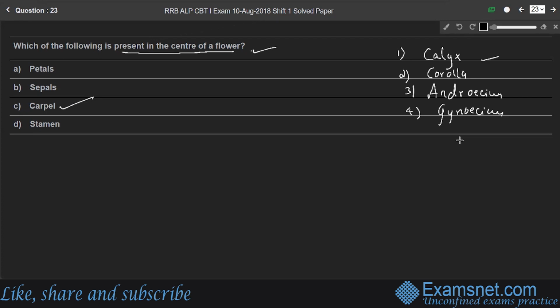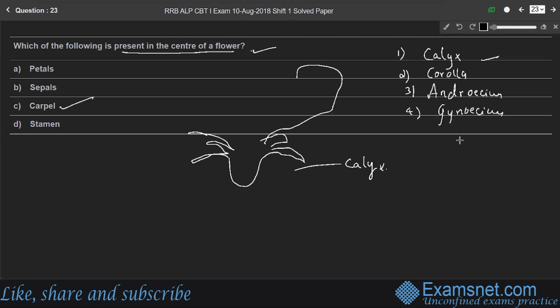In the calyx part, the outermost whorl, sepals are the floral leaves of this whorl. For example, if you consider a flower, these are sepals. So the outermost whorl is calyx. And the second whorl is corolla. Here petals are the floral leaves. If you consider like this, petals, this part is corolla.